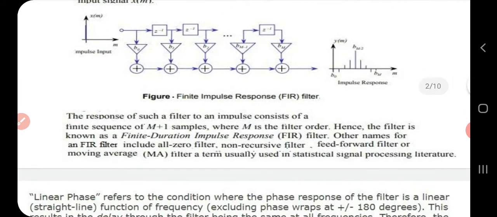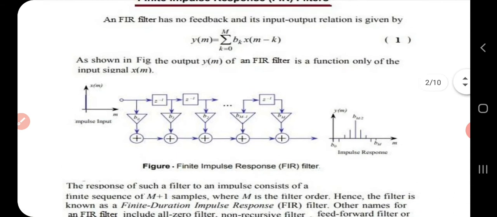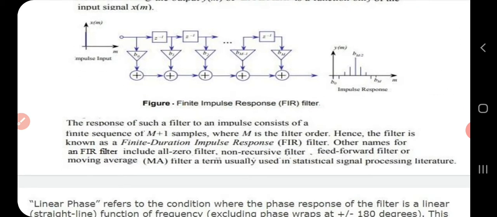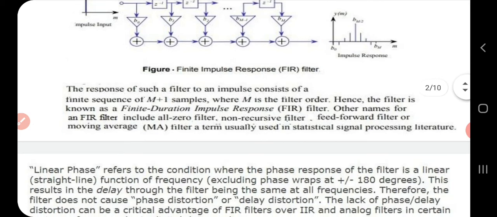Now the response of this FIR filter consists of a finite sequence, that is, of m plus 1 samples. Here m is the filter order. Over the summation you can see an m there. It is nothing but the order of the filter, and since it is a finite impulse response filter, it can have m plus 1 samples. So its full form is finite duration impulse response, or simply finite impulse response filter.